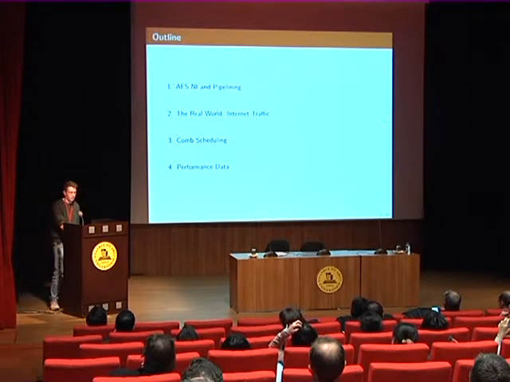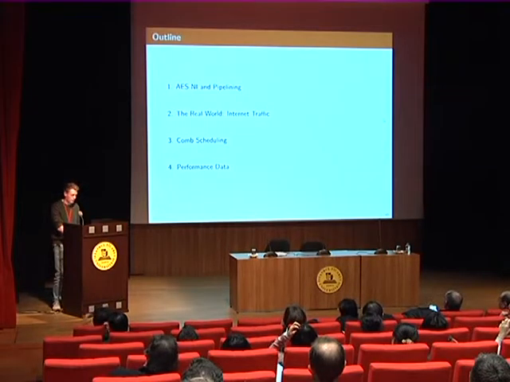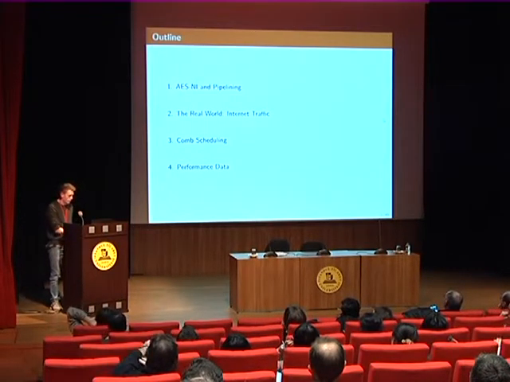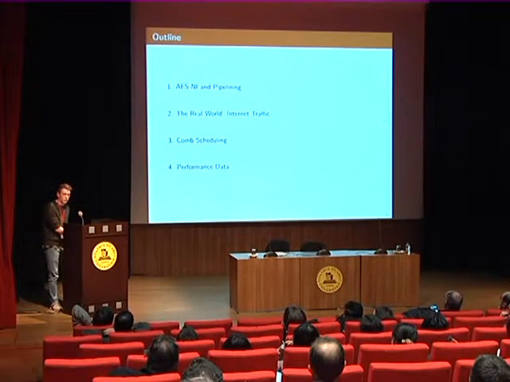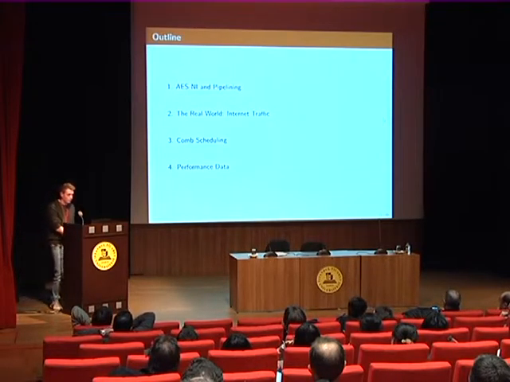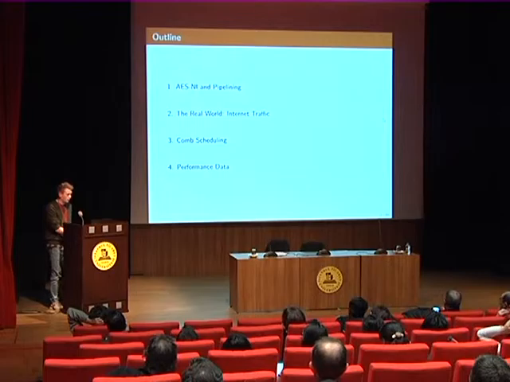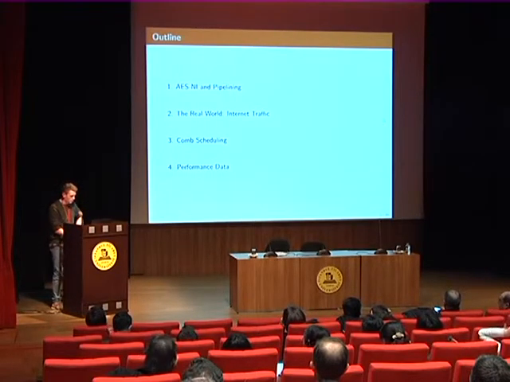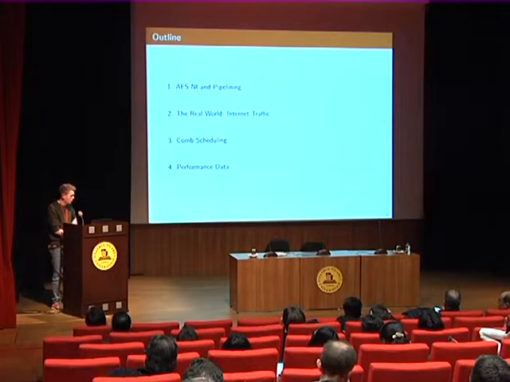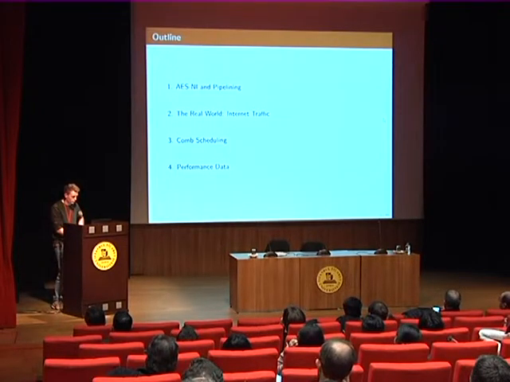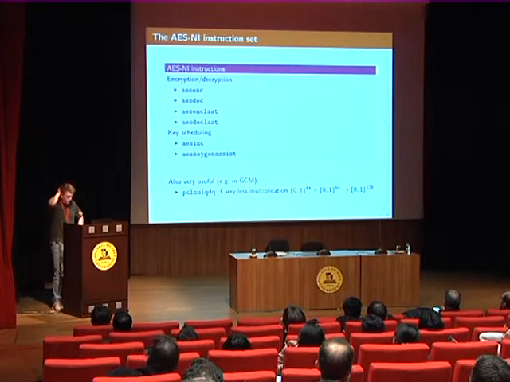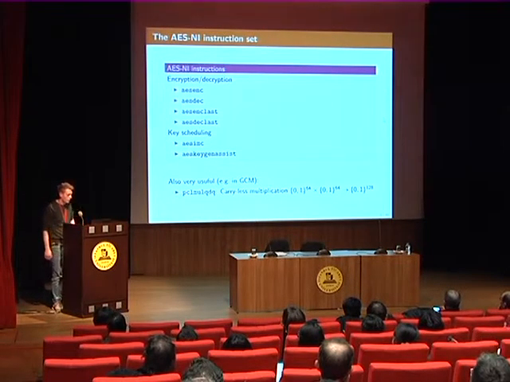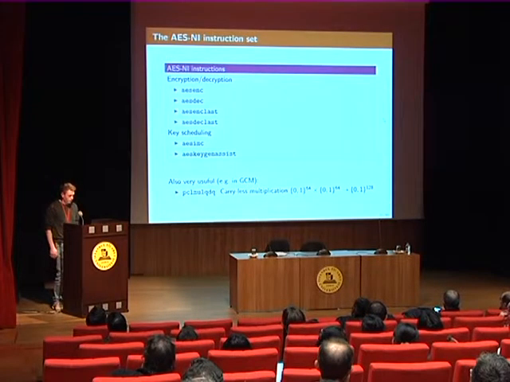So this brings me to the outline of my talk. First off, I will be starting by giving a short introduction to AES-NI and pipelining. Then I will be talking about what the packet sizes look like on the internet in the real world. And this motivates the real contribution of our paper, which is the comb scheduling. This is a method to speed up these serial modes of operation using the pipeline. And then in the end, I give some performance data to back up the claim that this actually works for our purpose. So if we look at AES-NI, these instructions that I already mentioned, Intel brings us these 6 new instructions.